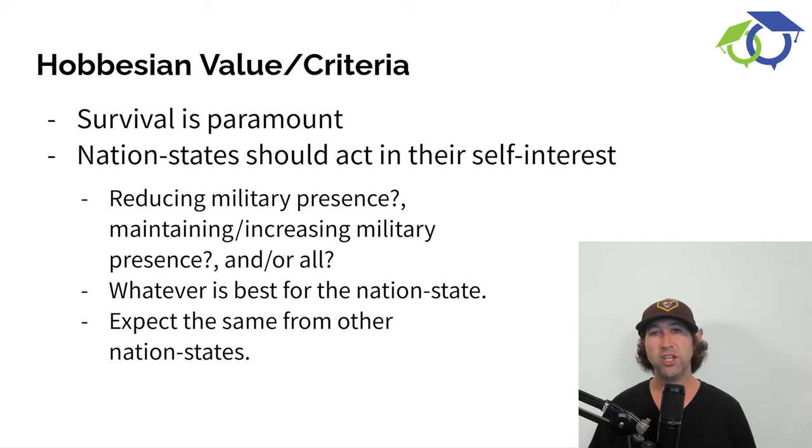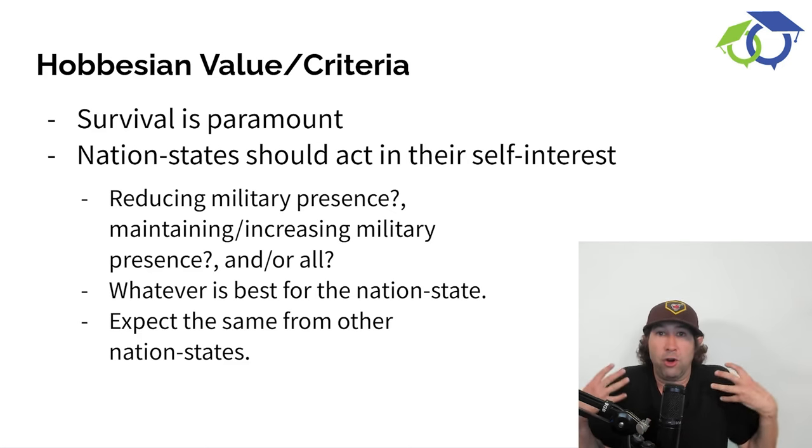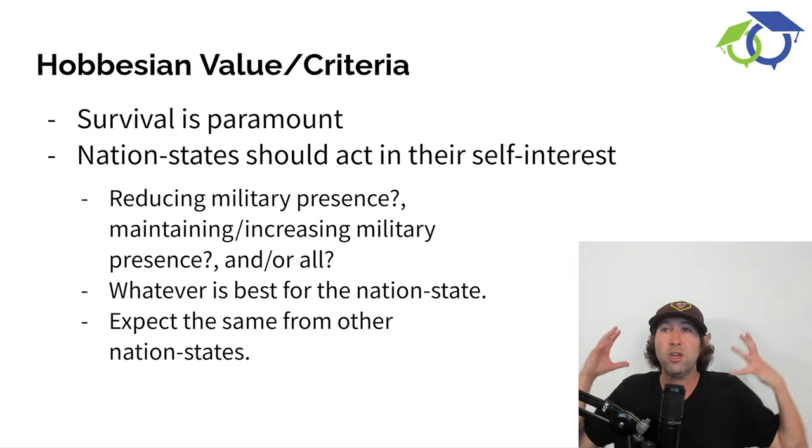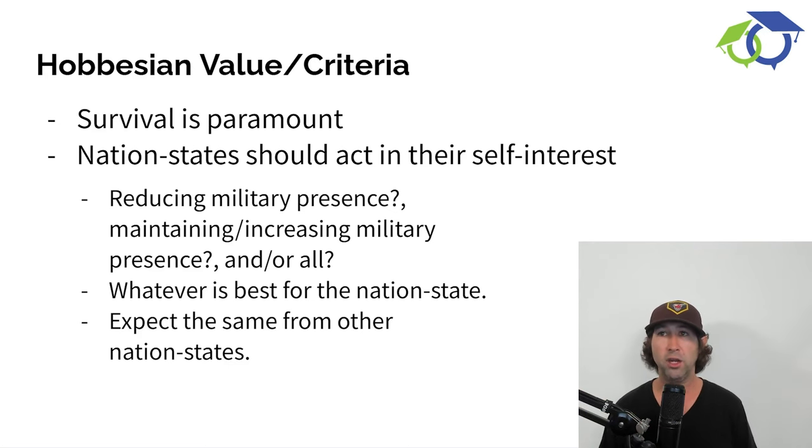So we have these nation states. So what should nation states do? Well, they should act in their own self-interest. We're all selfish little creatures. Nation states are made up of humans who are all selfish little creatures. All of us selfish little creatures as a collective, we're all going to do what's best for our own selfish little collective that we call the nation state. All right? So what does that mean?